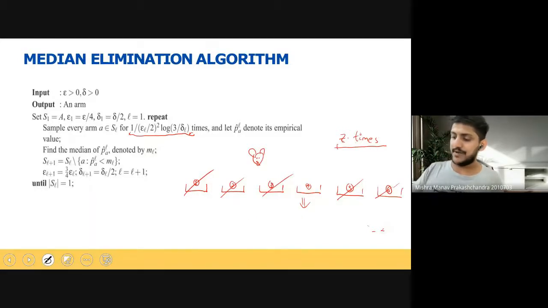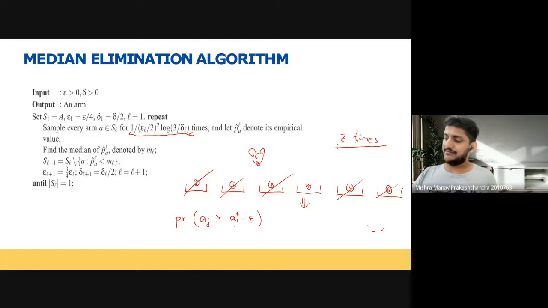So the probability that the arm A_j that I have selected is greater than or equal to the optimal arm A star minus epsilon. I can say that this is optimal with a probability of 1 minus delta. Okay, so this is the basic idea of the median elimination algorithm. I might not be very sound with the notations right now, but I'm just trying to give you a brief overview. Okay, so this is what we mean by the median elimination algorithm.